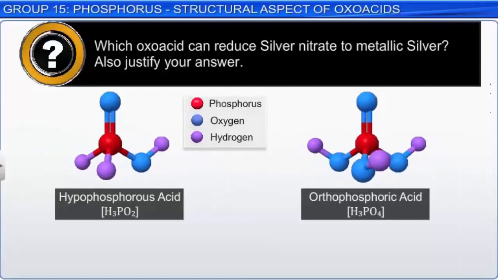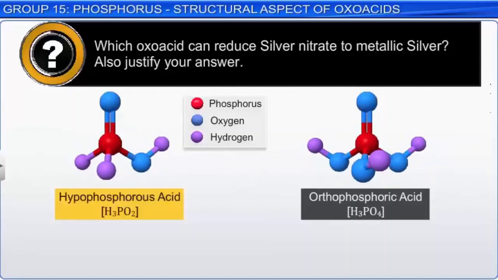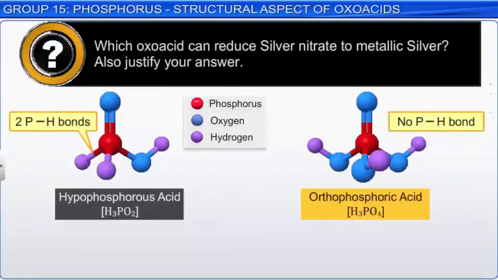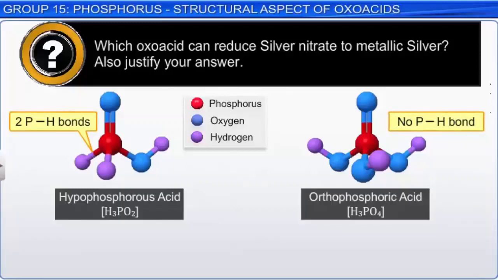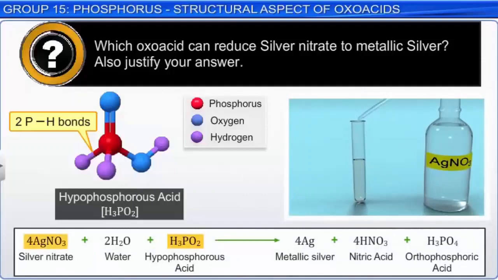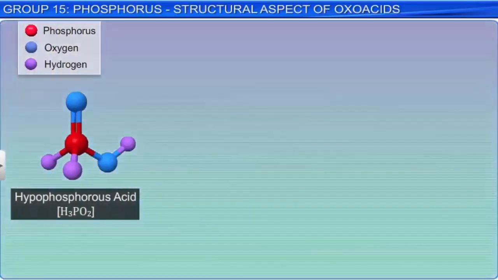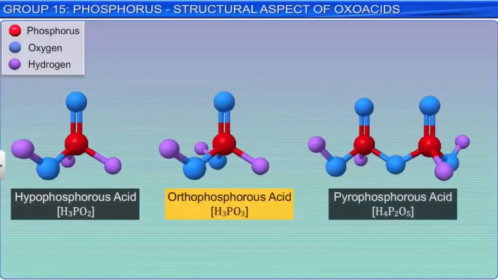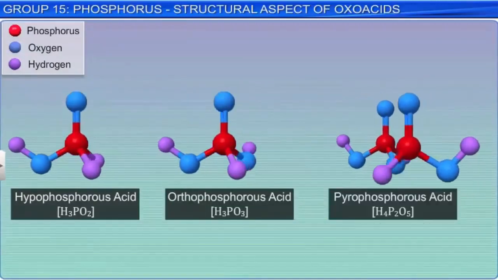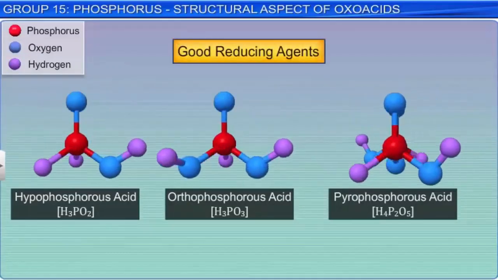It is apparent from the two structures that hypophosphorus acid contains two P-H bonds. Whereas, there is no P-H bond in orthophosphoric acid. Hence, hypophosphorus acid reduces silver nitrate to metallic silver, as shown by the equation here. Similarly, orthophosphorus acid and pyrophosphorus acid, which belong to the phosphorus acid series, are good reducing agents.